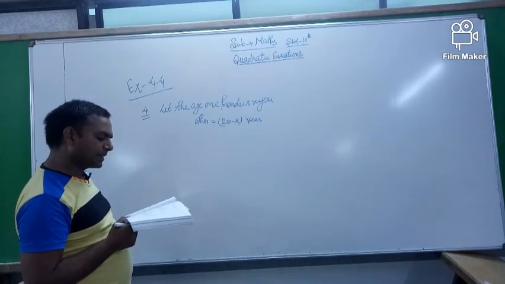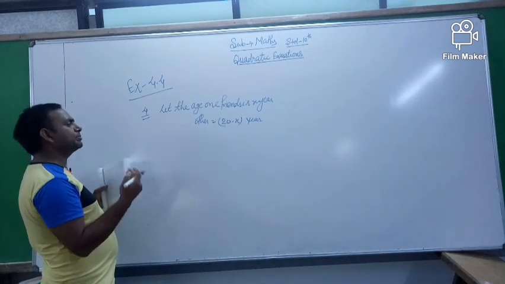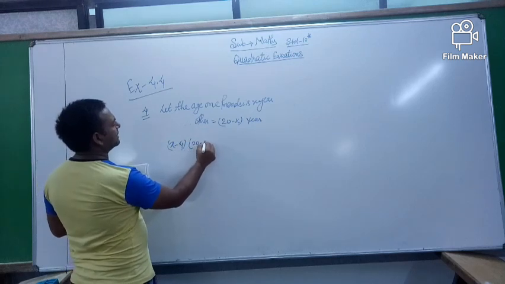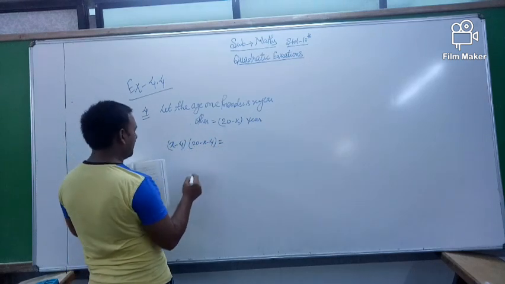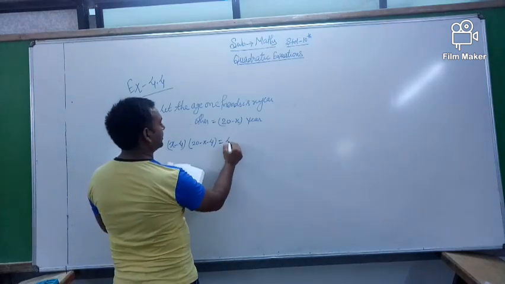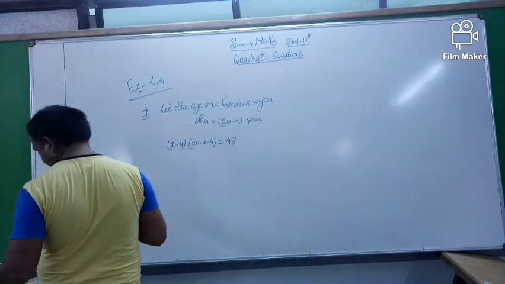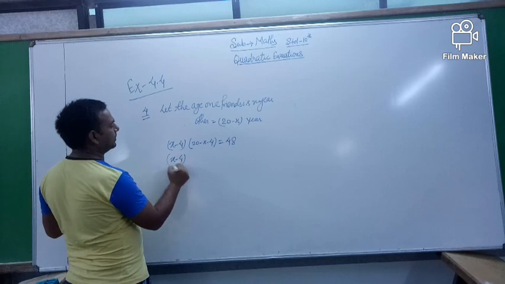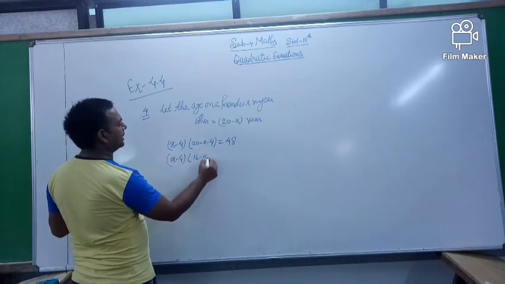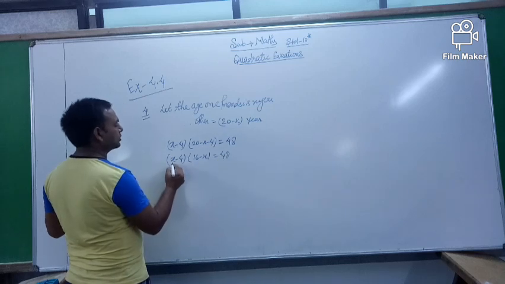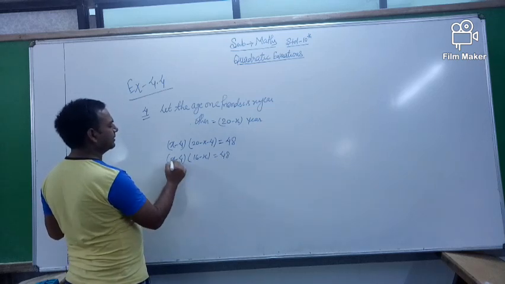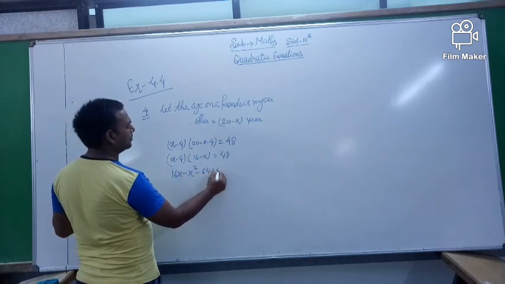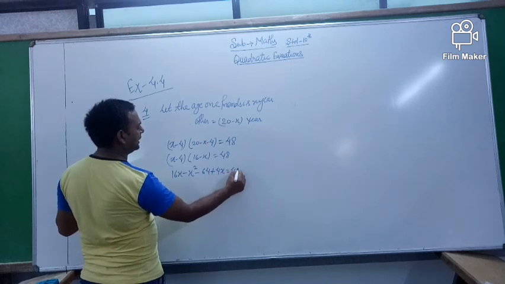Here the condition is given, 4 years ago. 4 years ago it is before, so it is x minus 4, and here it is also 20 minus x minus 4. The product is equal to 48. Then (x minus 4) times (20 minus 4, 16 minus x) is 48. So x into 16 minus x, that is 16x minus x square minus 64 plus 4x, is equal to 48.